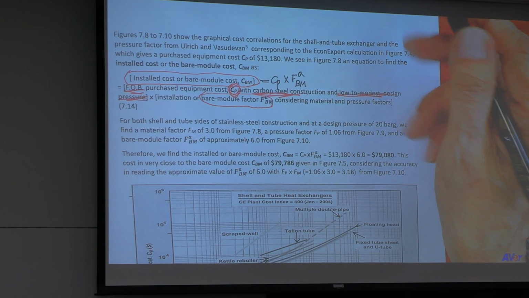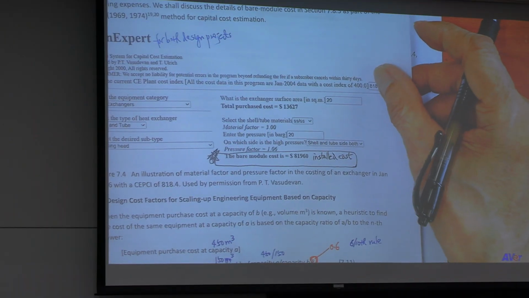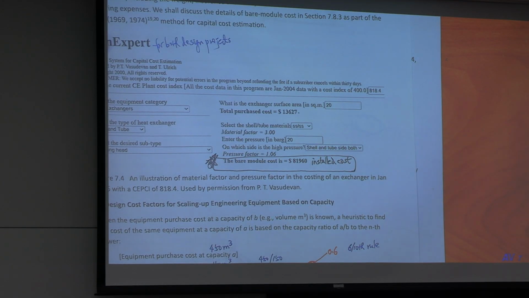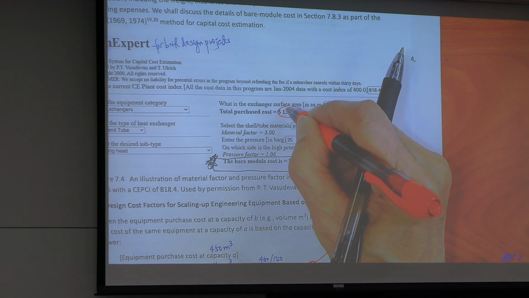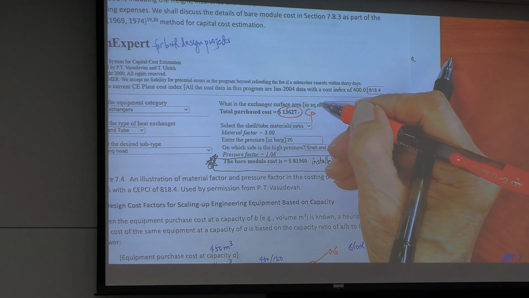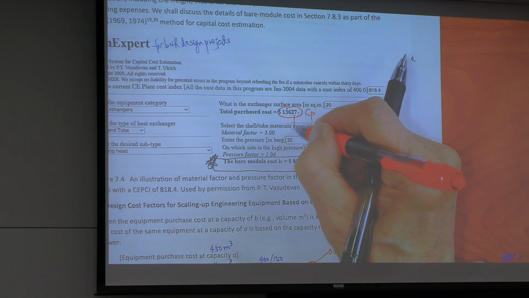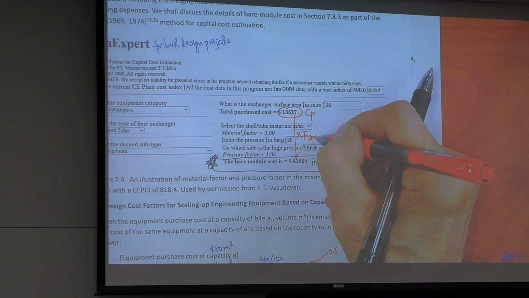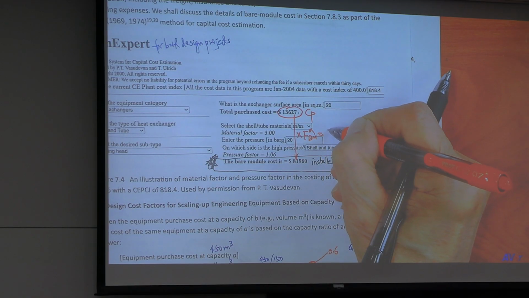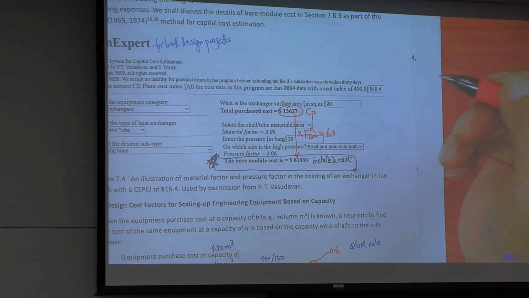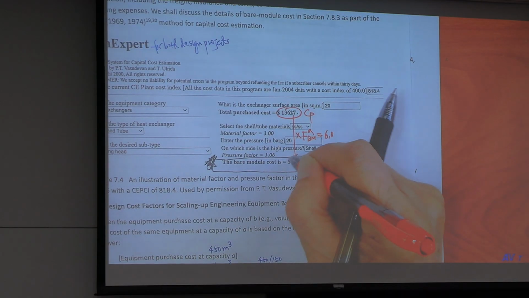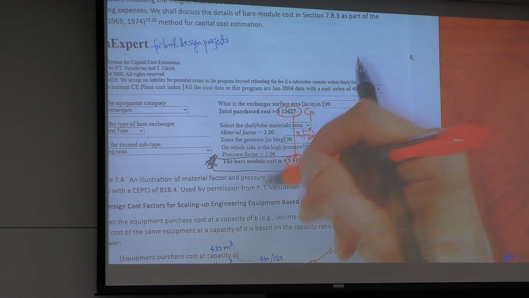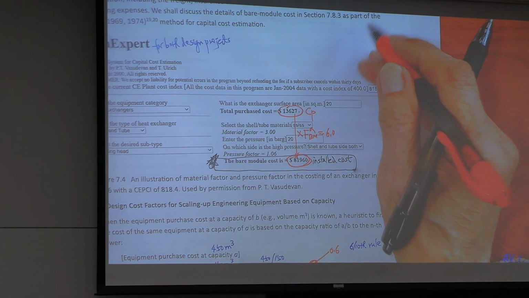So you look at this cost, 13627, CP. Bare module cost times F bare module cost A. That is approximately 6.0. You don't need to remember this, all will be in the Excel, in the table.